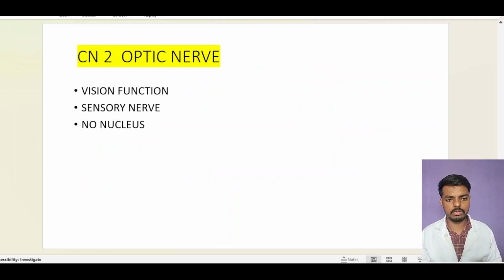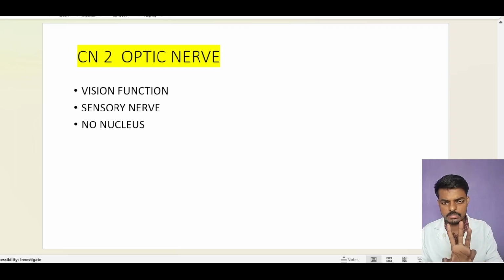Next we will move to the very important nerve of our body, which is responsible for vision. Whatever you are seeing on your YouTube screen, you are seeing because of the normal function of your cranial nerve number 2, that is the optic nerve. This nerve is only responsible for vision, not for any movement of the eyebrows or eyeballs. For movement of the eyeballs, there are three separate cranial nerves. Those are pure motor nerves. I will explain those motor nerves in the next classes, in the next slide.